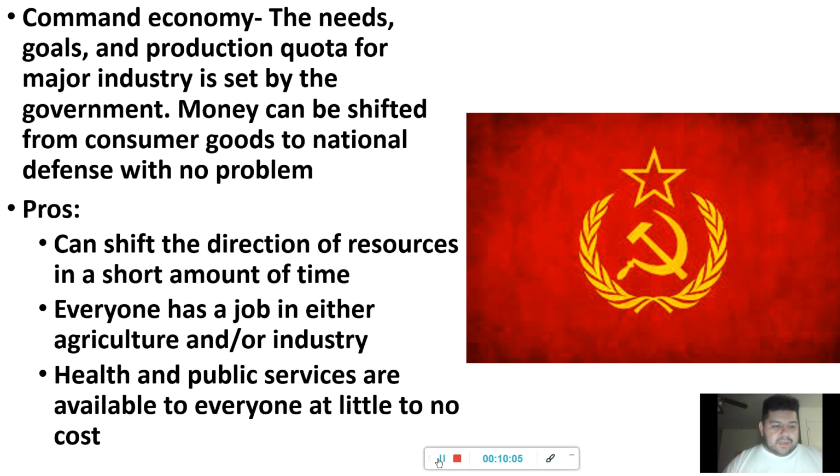Okay. Everyone has a job. Now, it's usually in either industry or agriculture. Okay, yeah, they have other jobs besides that, but a large majority of them is in industry and agriculture. So everyone has a job.